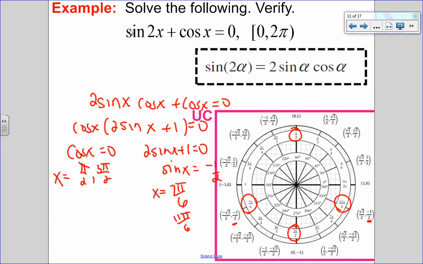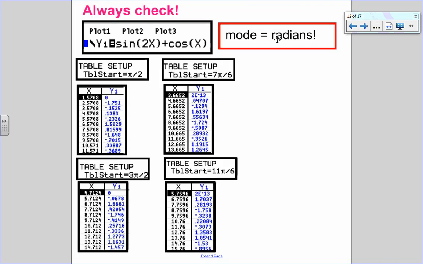So I'm going to put this into y1, and I'm going to do the table for each one of those to see if it's equal to 0. So there's my equation. I'm in radians, and you can see at pi over 2 it's equal to 0, 3 pi over 2 it's 0, 7 pi over 6, and 11 pi over 6. I have this weird number.